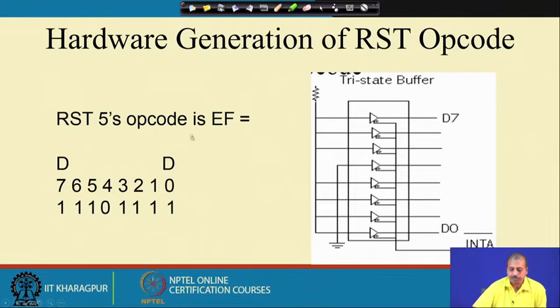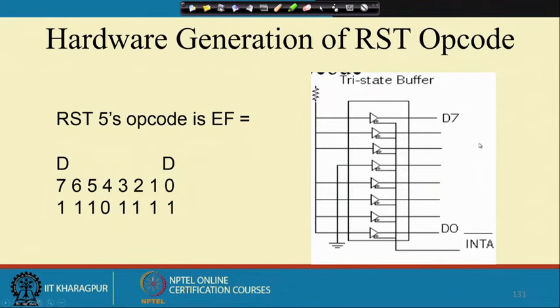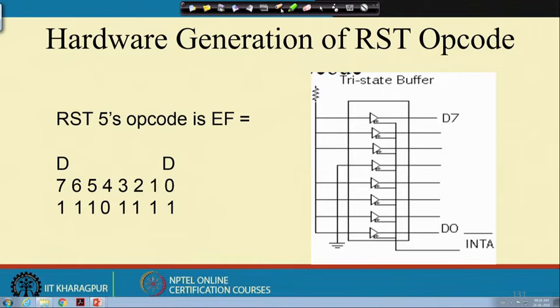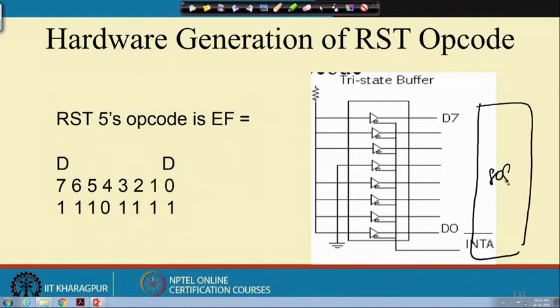Suppose this is a device, and this device has a tri-state buffer which is an 8-bit bus. On this side we have the microprocessor, the 8085, and D0 to D7 form the data bus. So, this is the data bus line for the 8085.